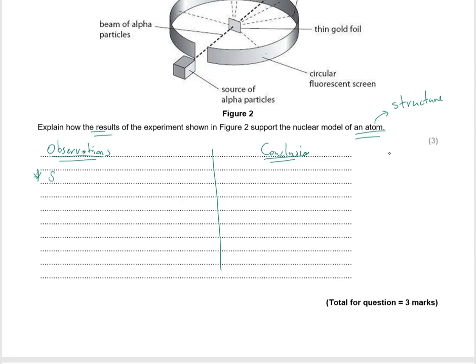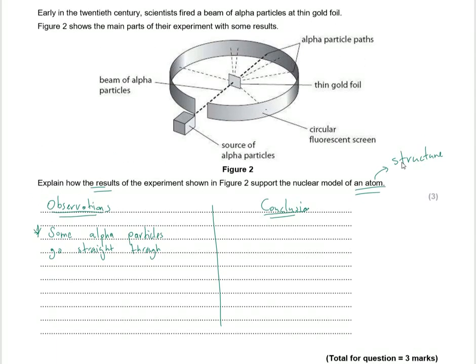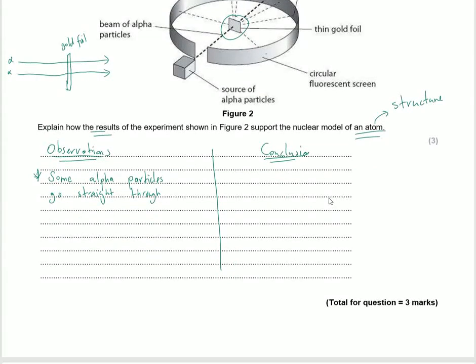First of all, we have alpha particles. They go straight through the gold leaf. So if I draw it, this here is a gold leaf, the gold foil. Most alpha particles pass through. That's the first observation.